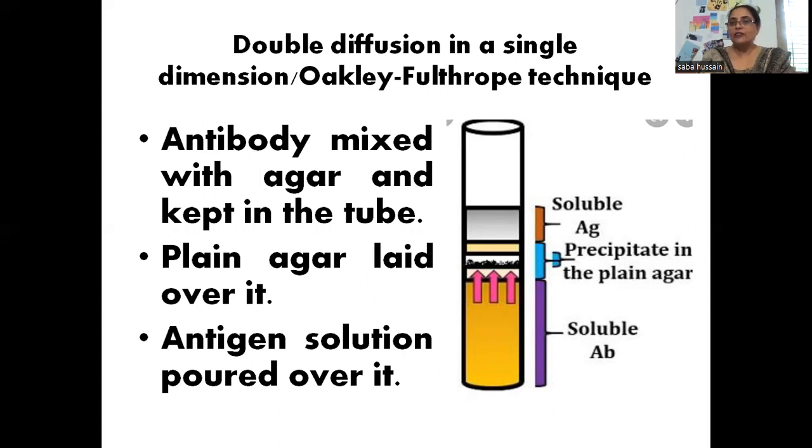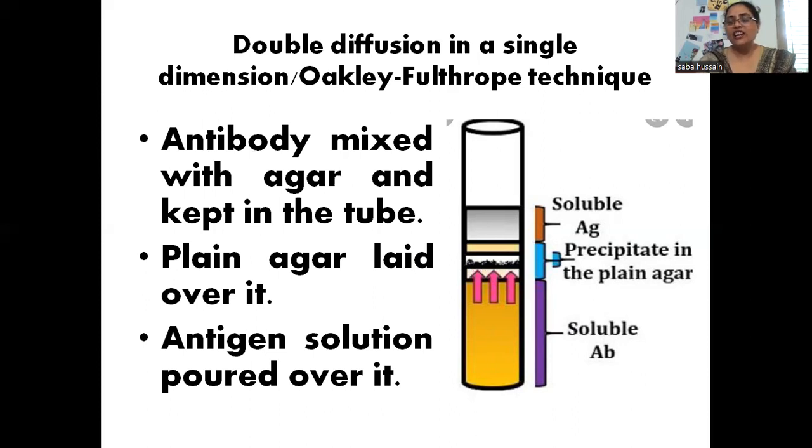This is also called the Oakley-Fulthorpe technique, because it was given by them. And what happens in this case? In this case, a plain agar is made. Here you can see a plain agar column is given in between, and antibody can move and antigen can also move. Both can move, and neither antigen nor antibody is fixed in the agar. Since both can move, that is why it is double diffusion.